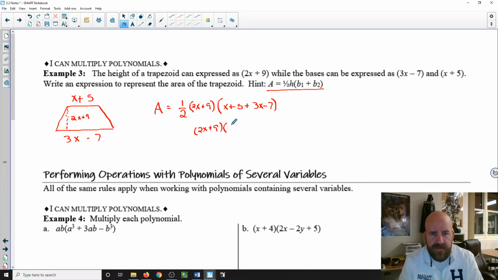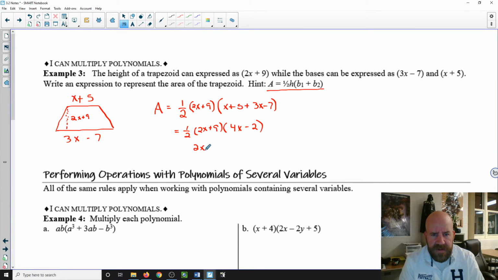So x and 3x, and then 5 and negative 7 be negative 2. Still have that 1/2 out front. Okay, so now we're going to multiply the binomials together. Or you can multiply one of these by 1/2. I'm going to actually do that right now.